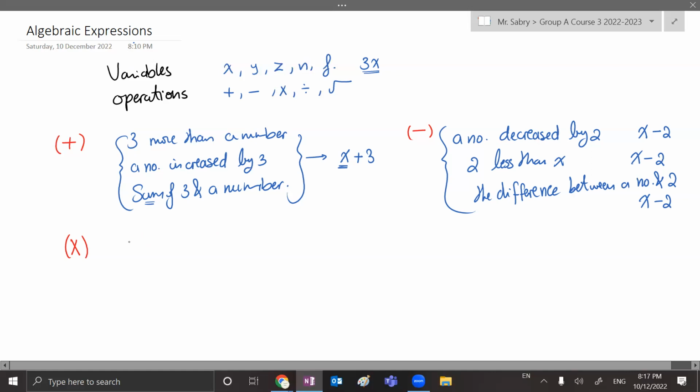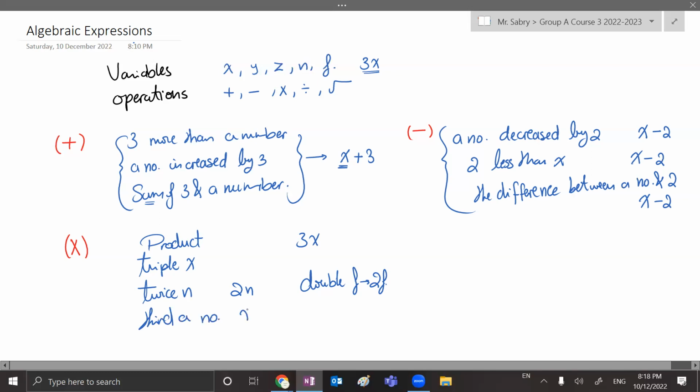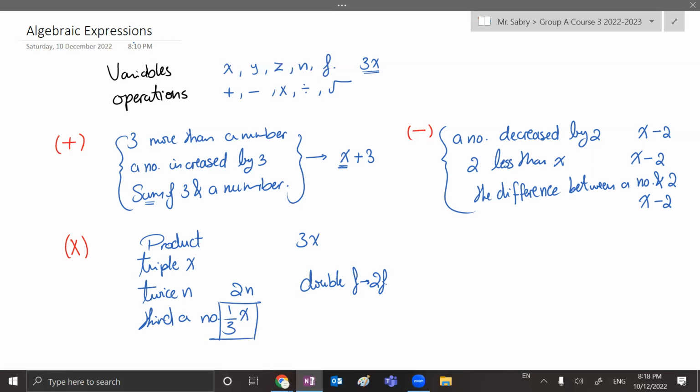Now if we're talking about times, what are the words or keywords that represent times? When I say product, so the product of a number and 3 is x times 3, meaning 3x. So the product of 3 and x means 3x. Or when I say, for example, triple x, so triple x also means 3 times x. Or when I say twice n, so 2n. Or when I say, for example, double f, so 2f. A third of a number is x times 1 over 3.